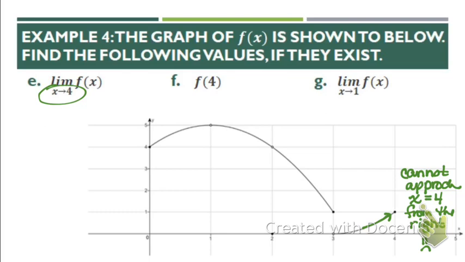So does the limit exist as x approaches 4 from the right? Does the limit exist as x approaches 4? No. I have to be able to approach it from both the left and the right side in order for the limit to exist. If I can only approach it from one side, then the limit does not exist.